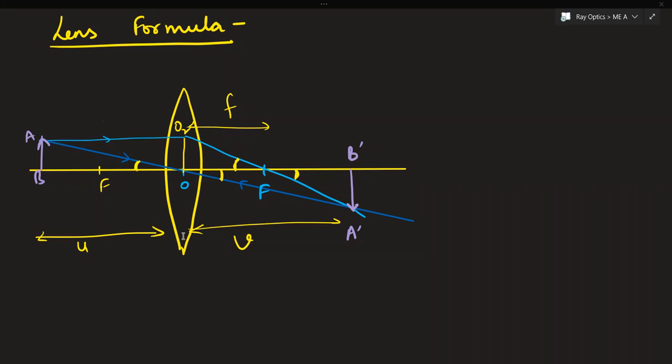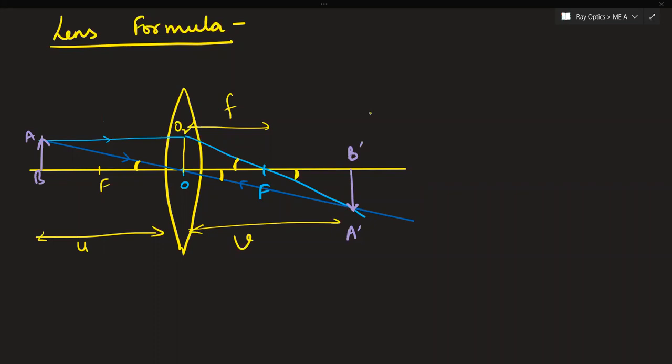Now the distance where the object is kept is known as object distance. Image distance is marked from the optical center, and we have focal length. So we just have to establish a relationship between these three. So look at this triangle, ABO, and this triangle, image A dash B dash O. Can you see both of these angles? These are vertically opposite angles, and both have this common side, right? So it means both the triangles are similar.